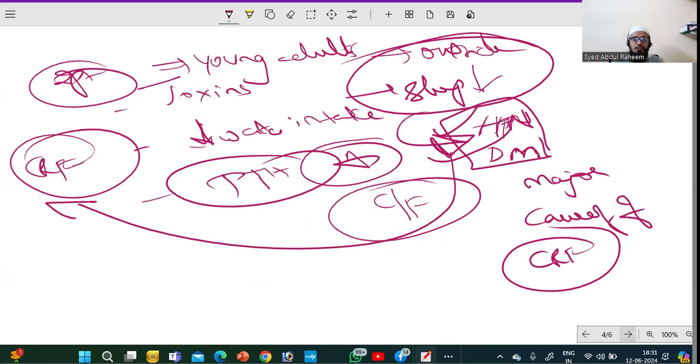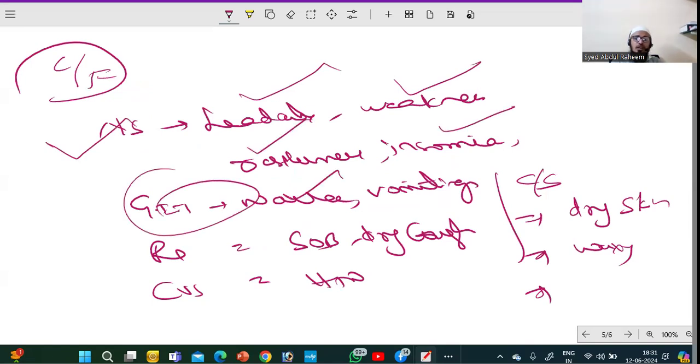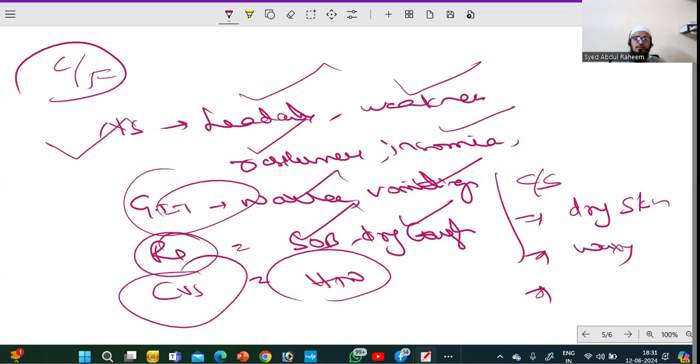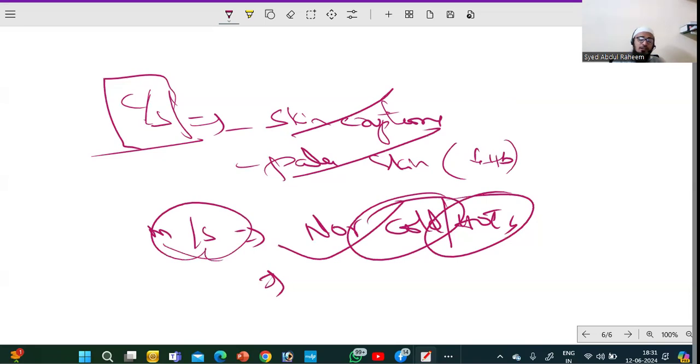All the clinical features system-wise: nervous system, headache, weakness, restlessness, insomnia; GIT, nausea and vomiting; respiratory system, SOB, dry cough; cardiovascular system, hypertension; and cutaneous, you have dry skin, wax, skin eruptions, pale skin; and muscularly they cannot bear very cold or very hot temperatures.